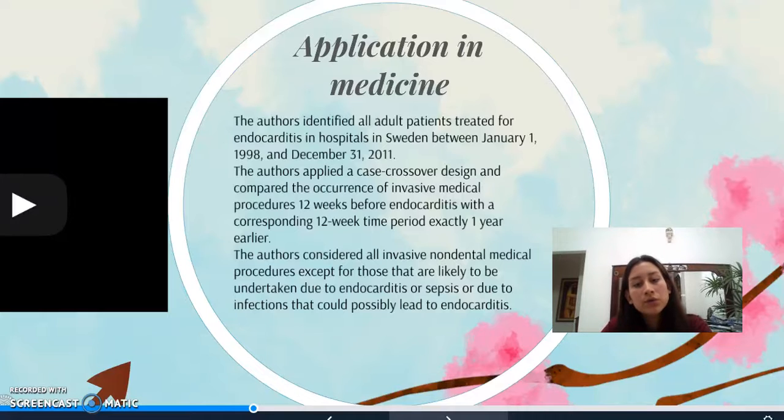The authors consider all invasive non-lethal medical procedures except for those that are likely to be undertaken due to endocarditis or sepsis or due to infections that could possibly lead to endocarditis. Then we have the video of application in medicine.